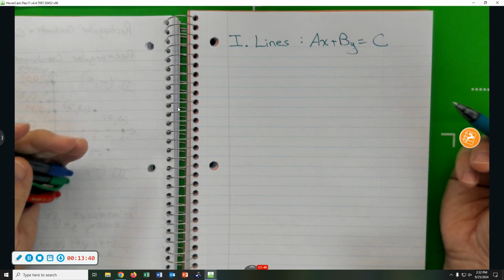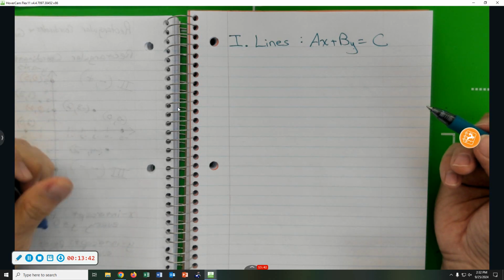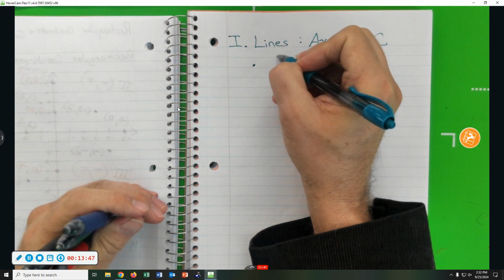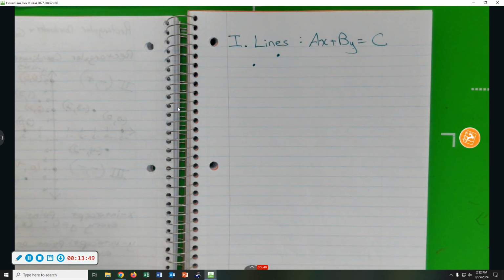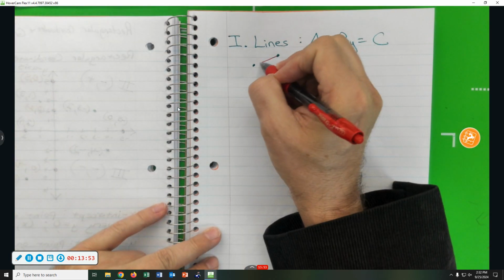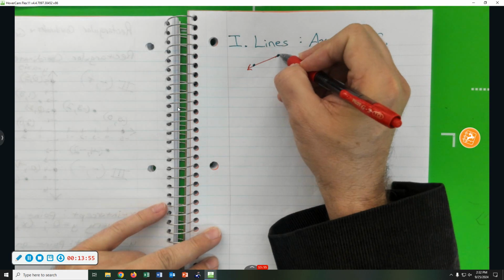What's the fewest number of ordered pairs you can have? 2. Okay, what we're going to do is find 2 ordered pairs that satisfy the equation of a line, and then we'll connect them. That's how we're going to graph lines today.